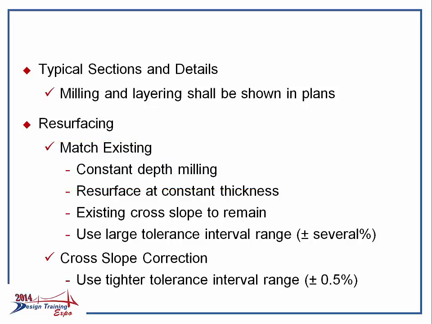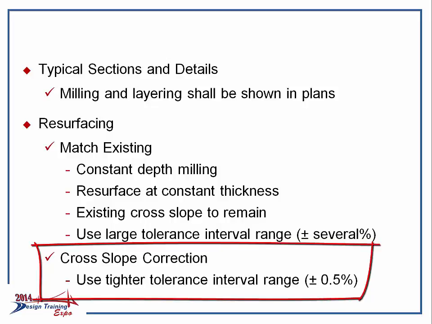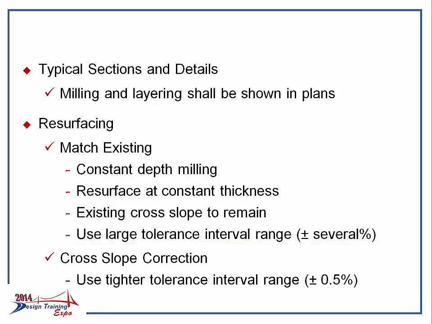You can also have variable depth milling, and where variable depth milling occurs is where cross slope correction needs to be made. So in constant depth milling, what that means is you're going to mill down a specified depth and then add an overlay back, which is optional, at a specified depth. You can control the subassembly by using a large sampling tolerance to make sure that the sampled cross slope matches the design or desirable cross slope.